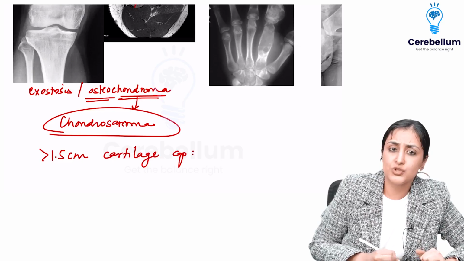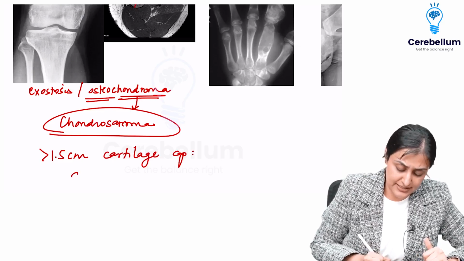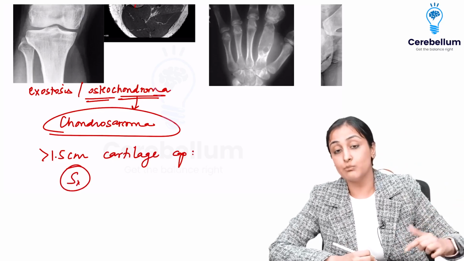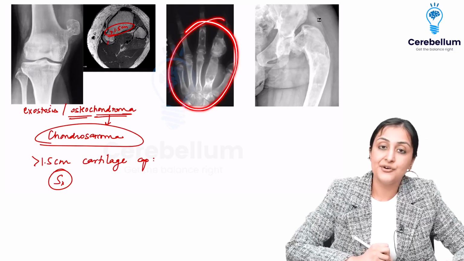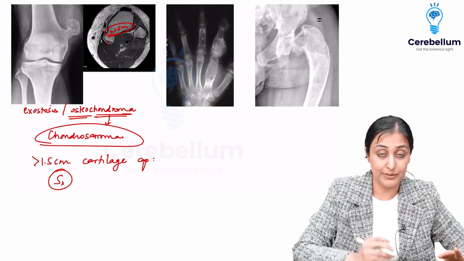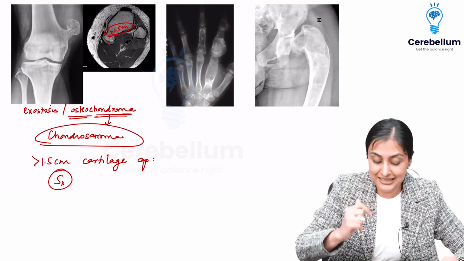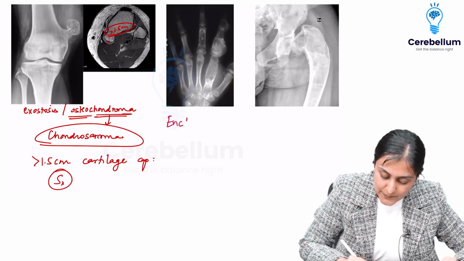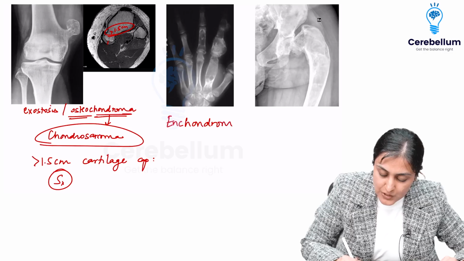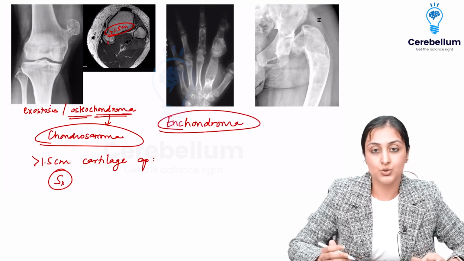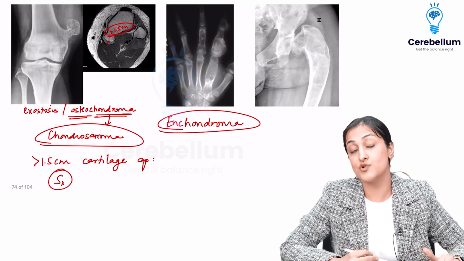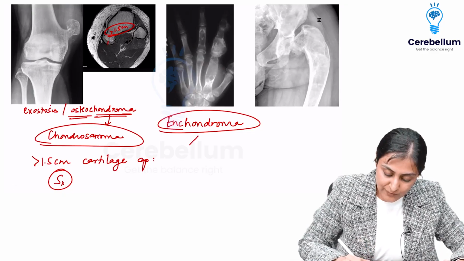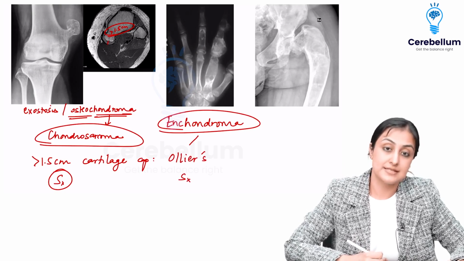If the cap is more than 1.5 centimeter, that is an indication of surgically removing this osteochondroma. Whenever you see the hand of a patient, you remember: take the AN and make it EN. So this becomes enchondroma. Usually you will see multiple enchondromas in the multiple short bones of the hand. This syndrome, when you see multiple enchondromas, is called Ollier's syndrome.